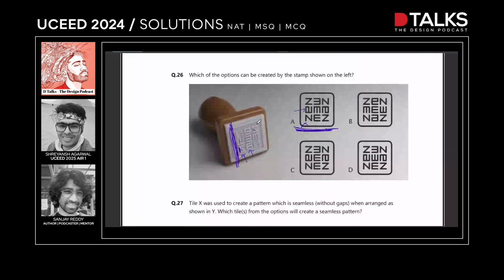And if you just compare this shape, it will come here, and that makes perfect sense. This will become exactly flipped. So A is fine.